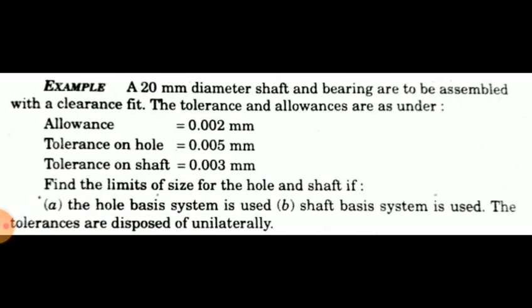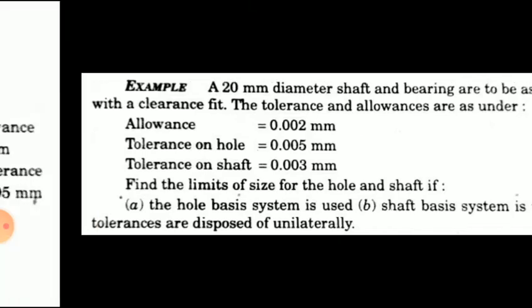Now the next problem: a 20 mm diameter shaft and bearing are to be assembled with a clearance fit. The tolerance and the allowances are given. The allowance is given as 0.002 mm, and the tolerance on the hole is 0.005 mm, and the tolerance of the shaft is equal to 0.003 mm. Find the limits of size for the hole and the shaft if a hole basis system is used. Then second case, the shaft basis system is used, and the tolerances are disposed of unilaterally.